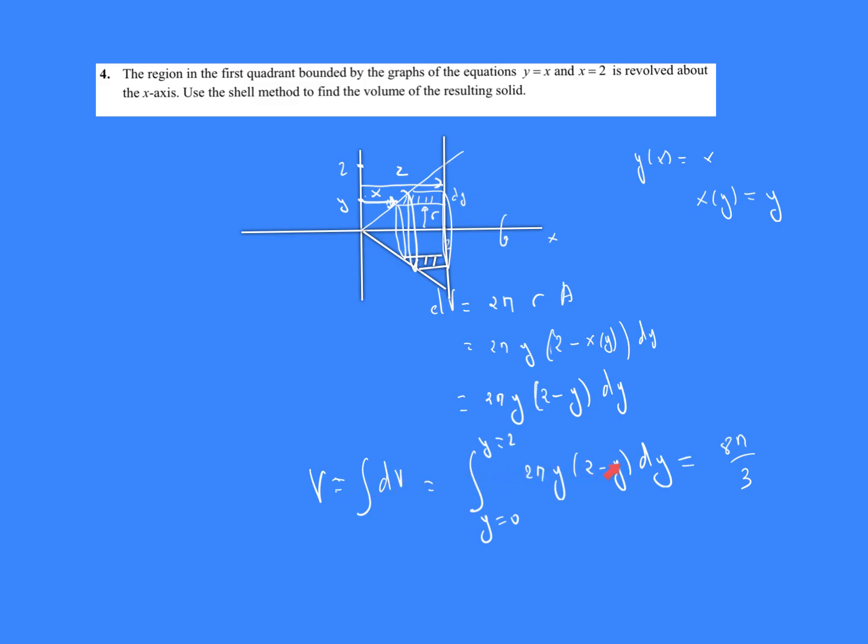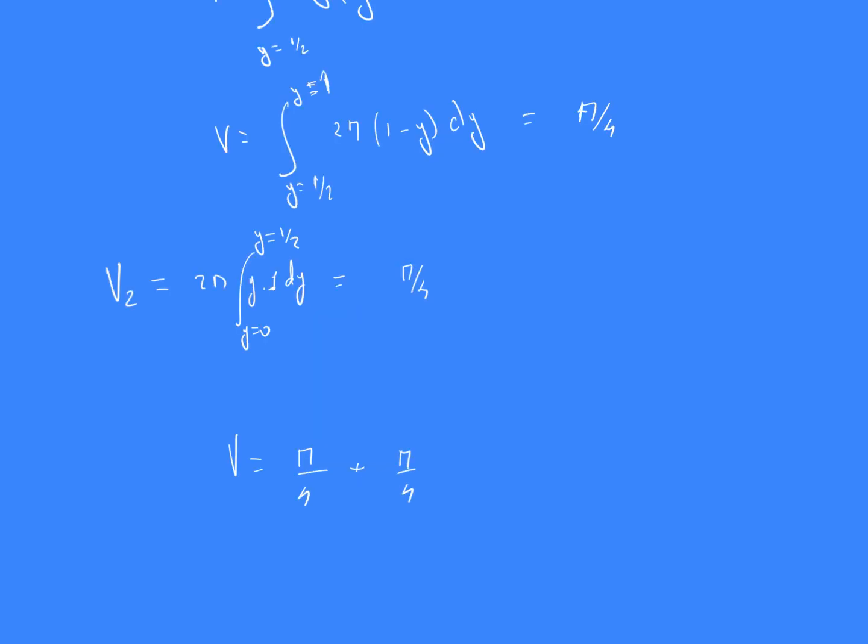If you perform the integral between y equals 0 and y equals 2, you cover all the small shells. You are summing all the shells. If you perform the integral, it will be 8 pi divided by 3. Let's go to the next one.